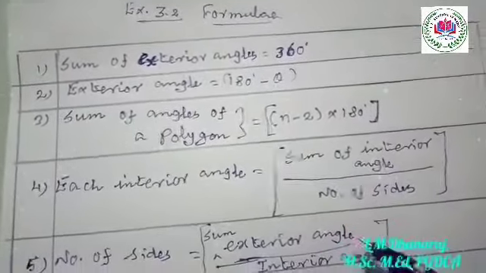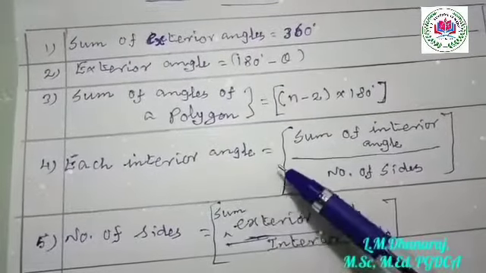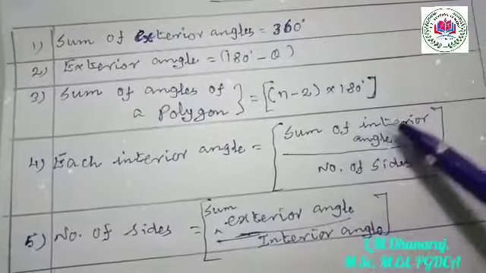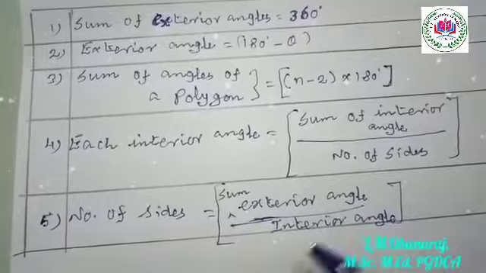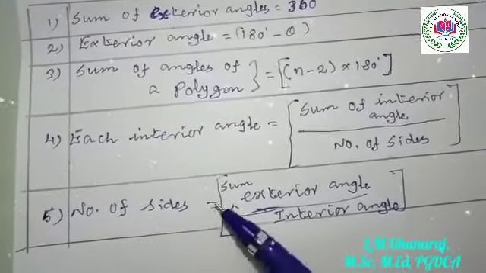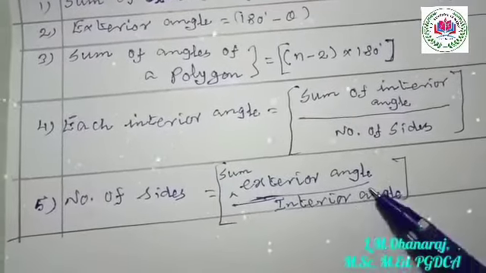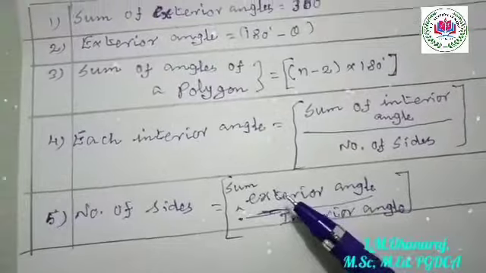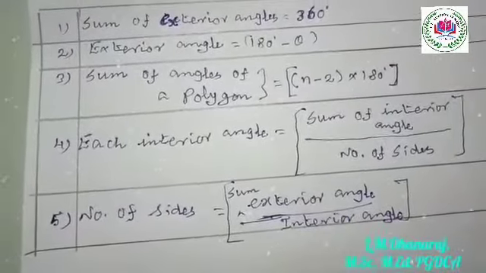The fourth formula is each interior angle is equal to the sum of the interior angles divided by the number of sides given. The fifth one is the number of sides is equal to the sum of exterior angles divided by the interior angle. Usually the sum of the exterior angles will be 360 degrees, so that should be replaced over here.